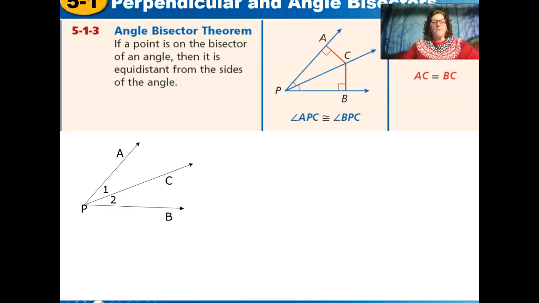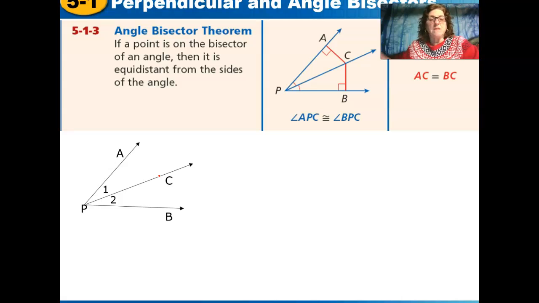The first theorem that we are going to take a look at here is the angle bisector theorem. It says if a point is on the bisector of an angle, then it is equidistant from the sides of the angle. So in this diagram, the given information is that ray PC is the bisector of angle APB. And we are trying to prove that AC is equal to CB.